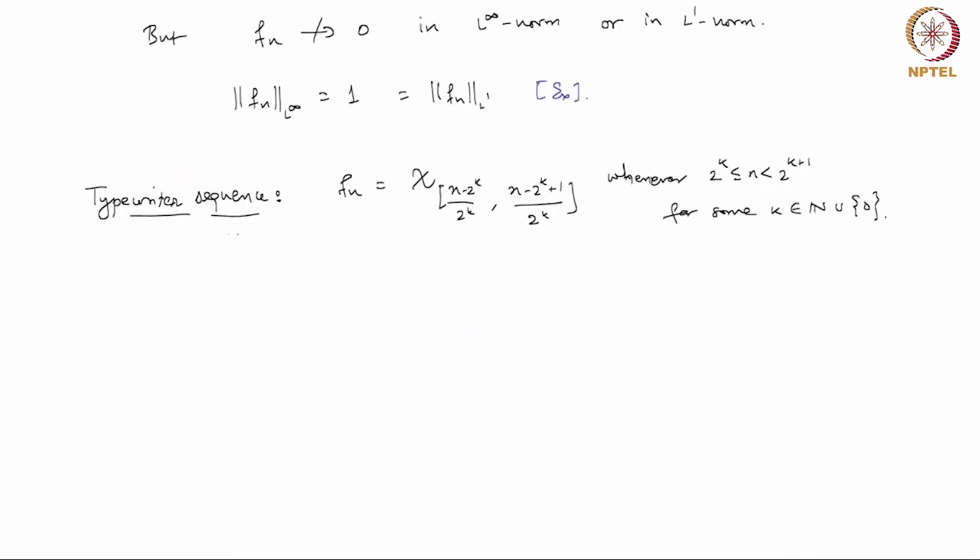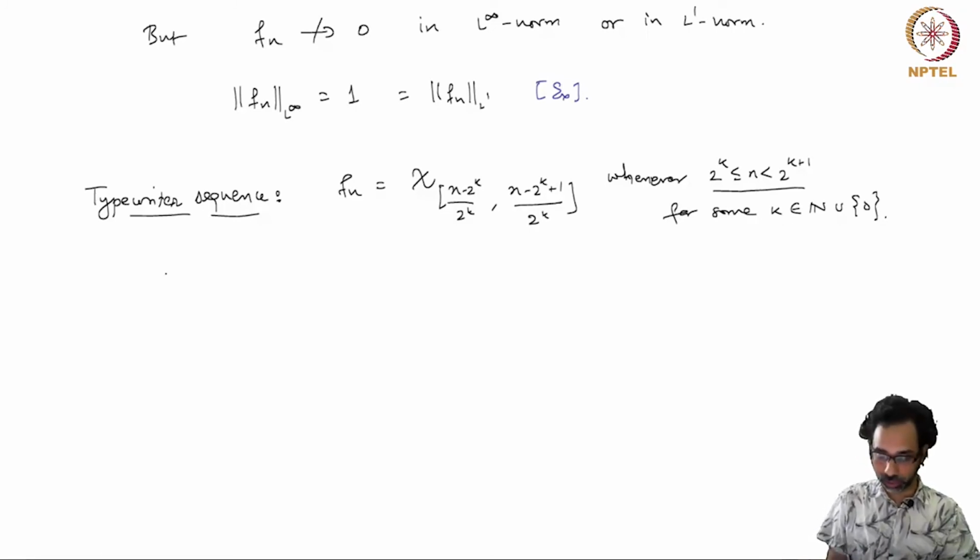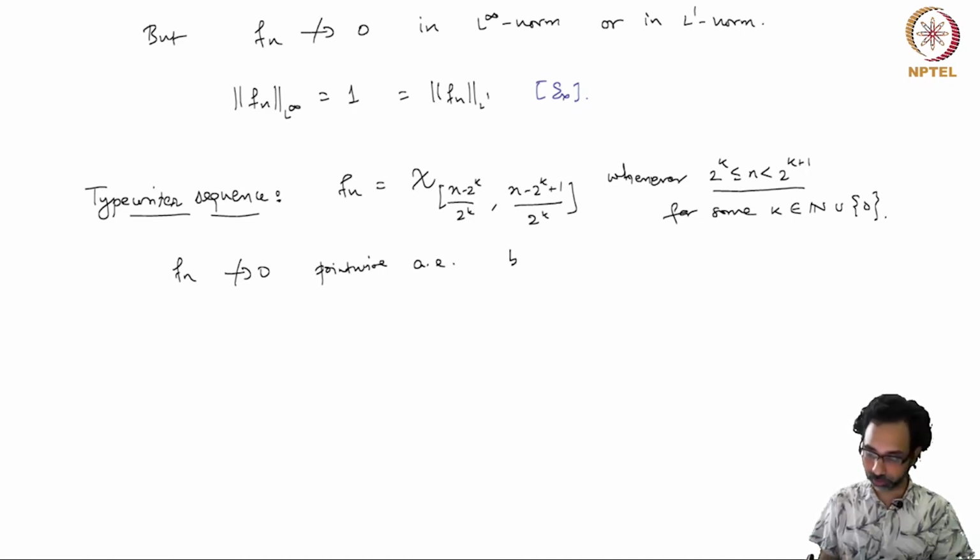The final example is the typewriter sequence, where the sequence was taken to be the indicator functions of the interval (n minus 2 to the power k) over 2 to the power k to (n minus 2 to the power k plus 1) over 2 to the power k, whenever n lies between 2 to the power k and 2 to the power k plus 1 for some k which can be either a natural number or 0. So this is the typewriter sequence that marches back and forth on the interval 0, 1, and we have seen that Fn does not converge to 0 pointwise almost everywhere, but Fn converges to 0 in L1 norm.